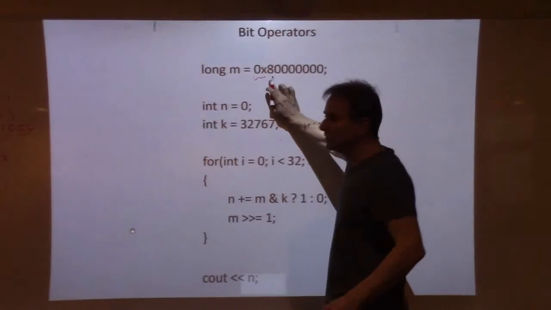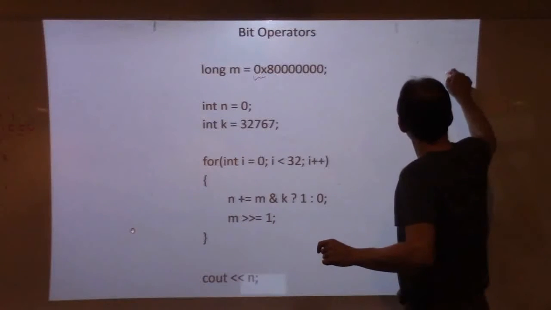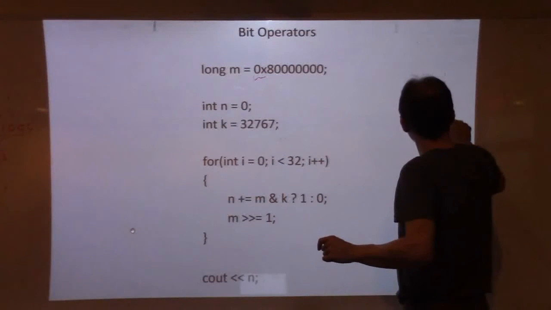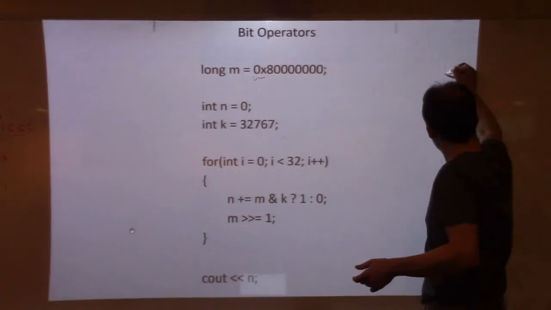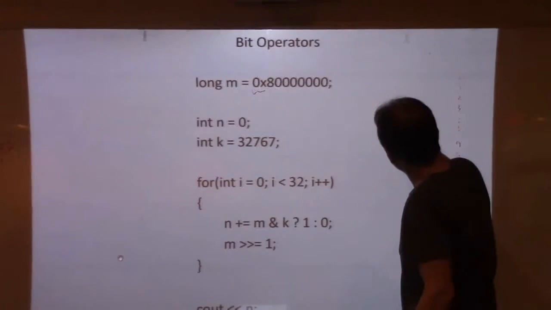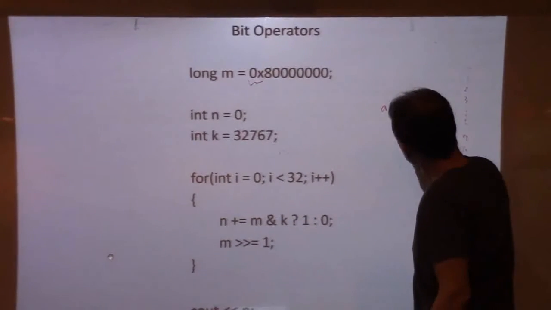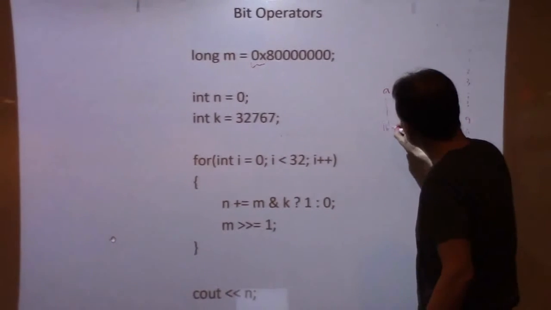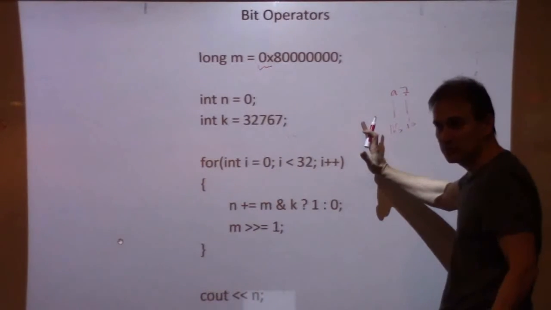0x means what follows is hex. Hex goes 0, 1, 2, 3, all the way to 9, and then A, B, C, D, E, F. 0 is 0, 1 is 1, 9 is 9, A is 10, 11, 12. So if you have a number like A7, these are the 1s, and these are the 16s. It's base 16. 1, 16, 16 squared, which is 256.